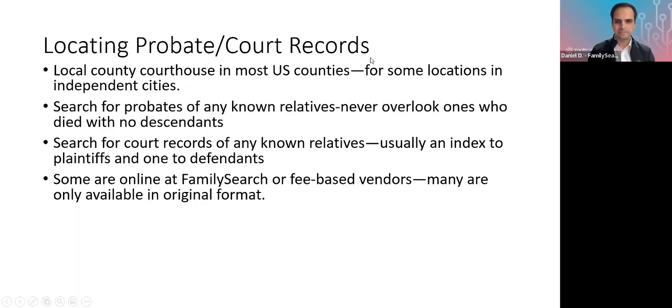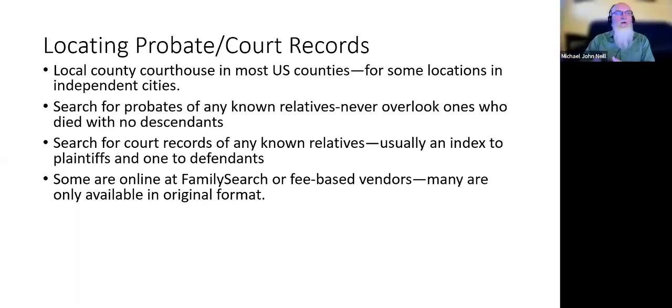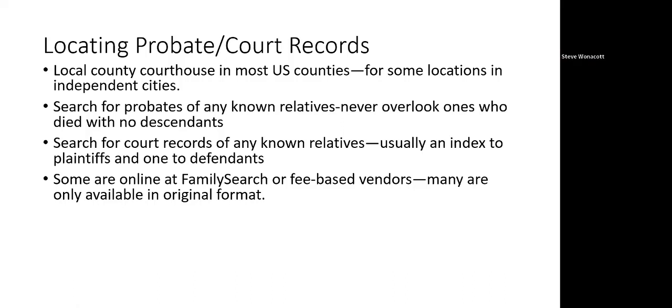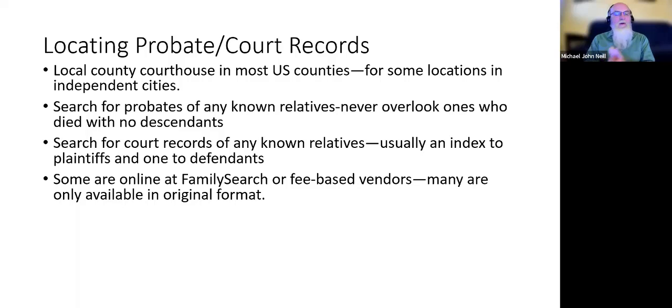Okay. In terms of locating the probate and the court records, you're going to want to start in the county courthouse in most U.S. counties. There are some jurisdictions in the United States where these are town records, in Virginia and parts of New England, but for the most part, these are county type local records. That's where you're going to want to start for probate and court records, keeping in mind sometimes there are two separate courts.